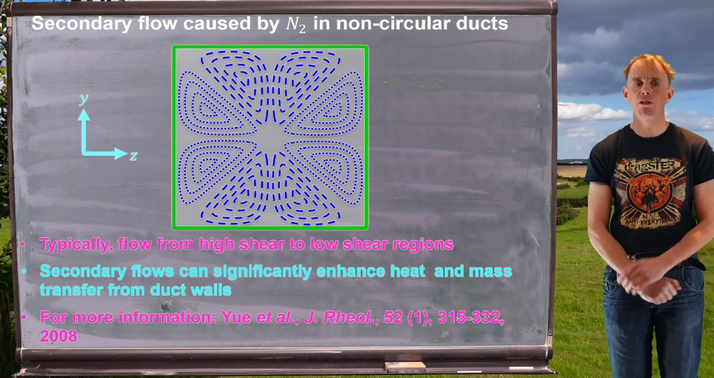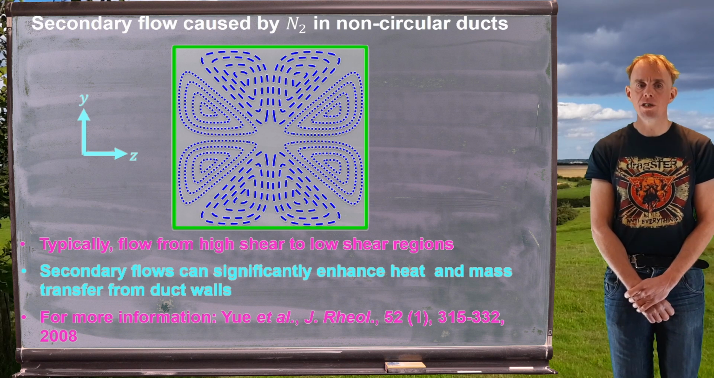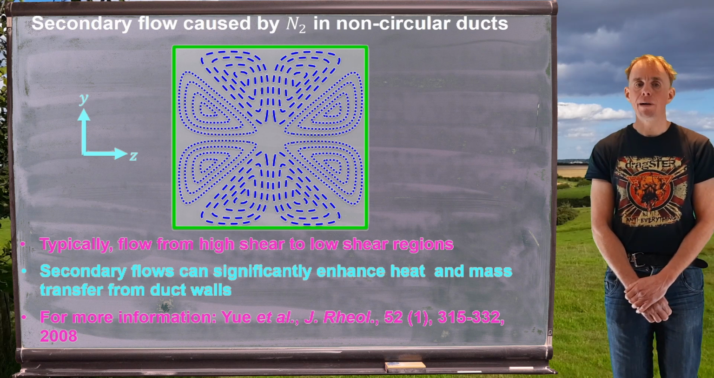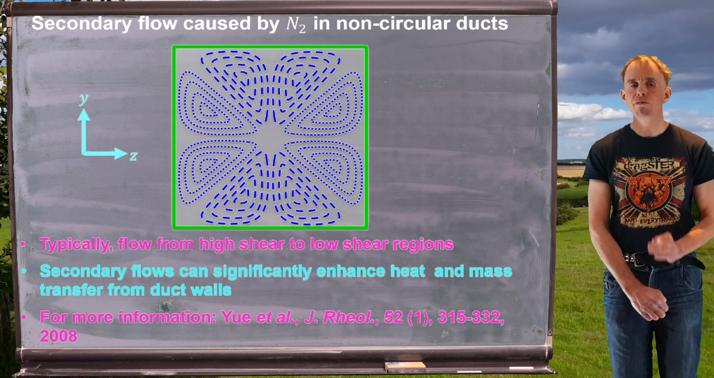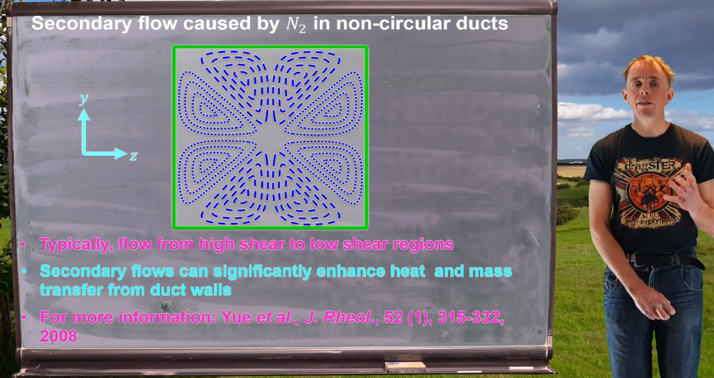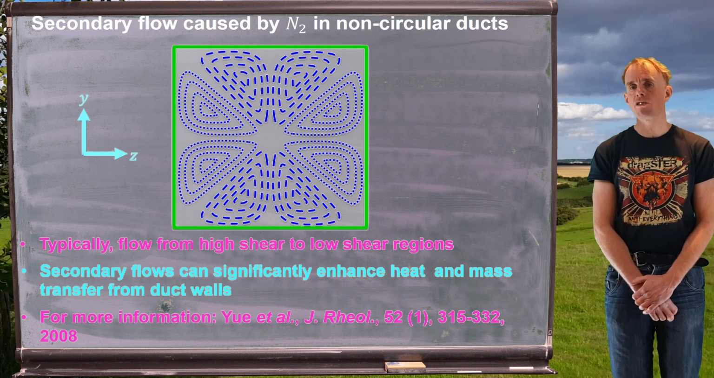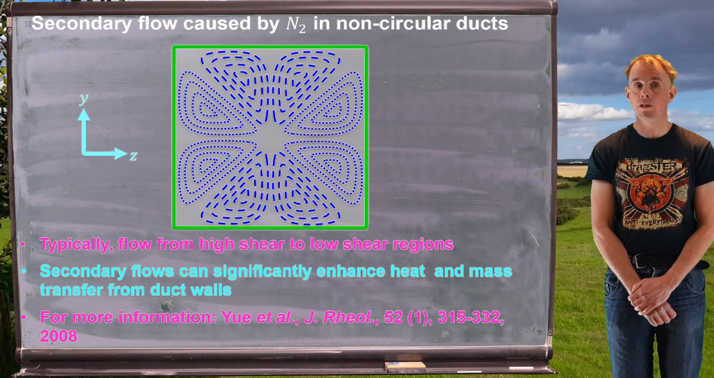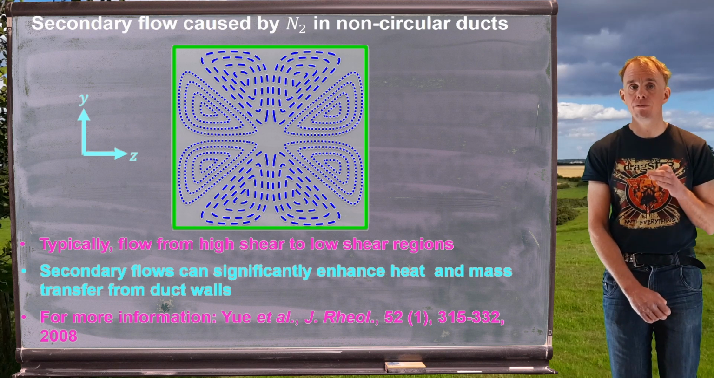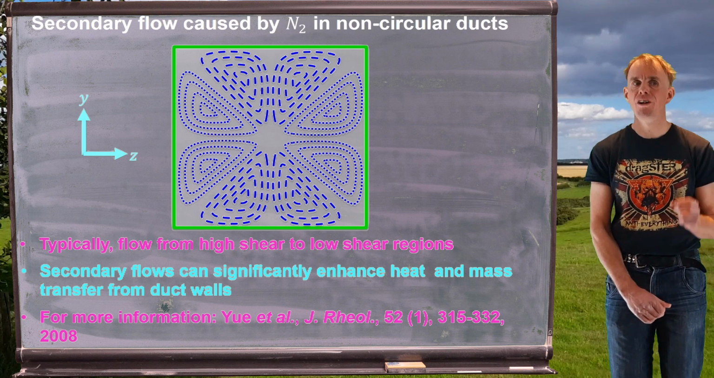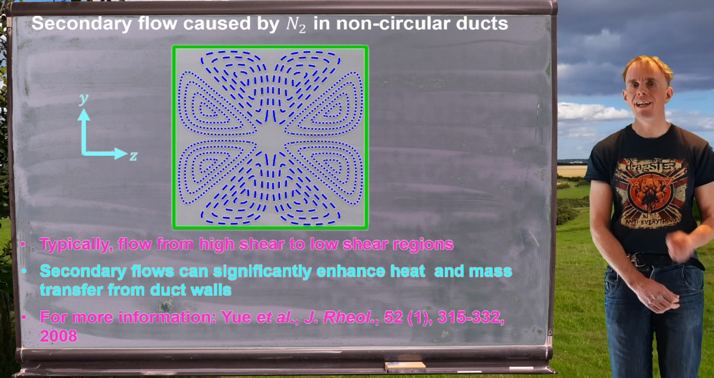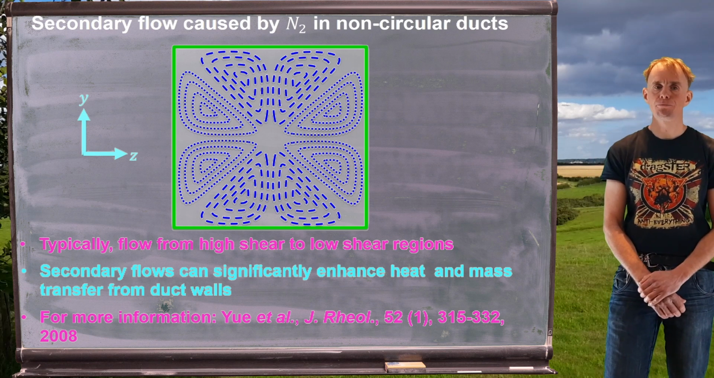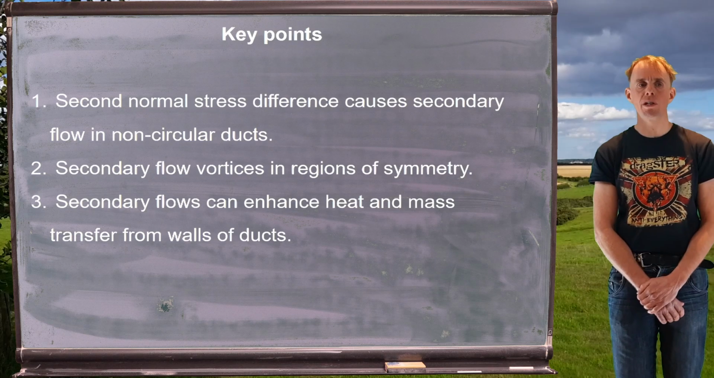So here's the reference to look at. Yu et al., Journal of Rheology, volume 52, issue 1, back in 2008. Very, very interesting paper, very elegant analysis, and it also details some of the interesting effects that secondary flows can cause in polymer processing operations, distortion of multi-layer films, for example. And so that gives a very clear insight into the importance of these secondary flow effects and understanding how they manifest. So let's wrap up with a few key points.